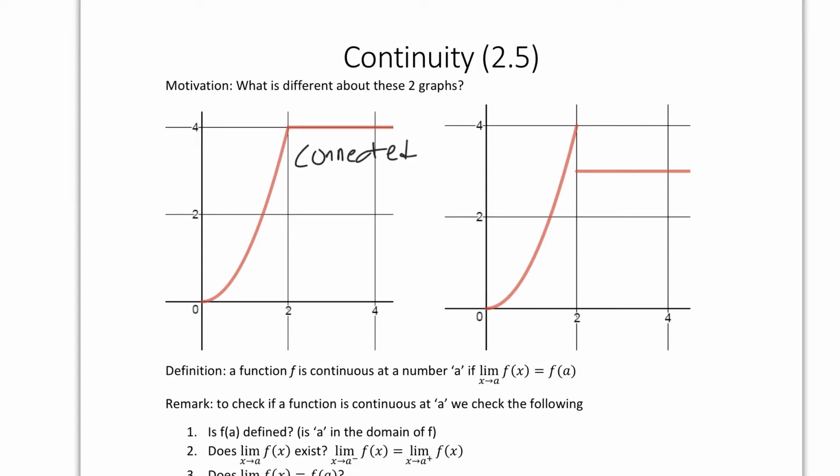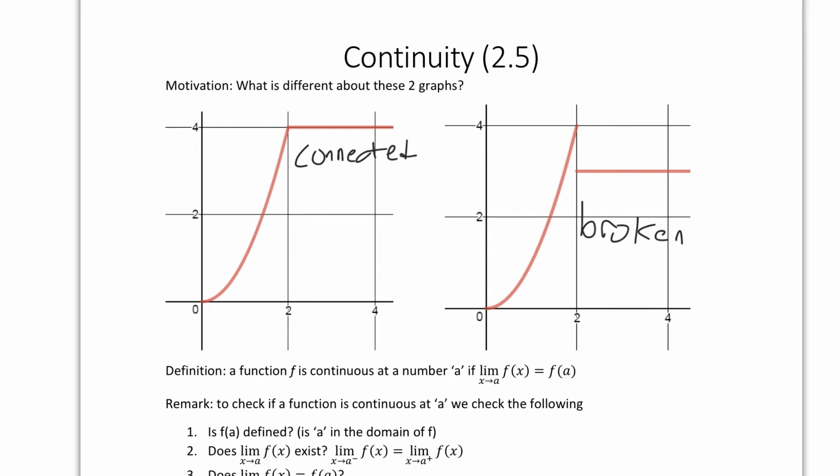But if you look over at this graph, well, it doesn't quite seem as connected. I might even use a word like broken. This graph looks like it's got a break in it. It's got a broken part right here. And so we need to look at these two graphs and describe how one is connected, but the other one is broken. And what does that mean?